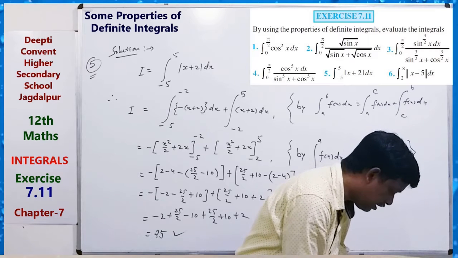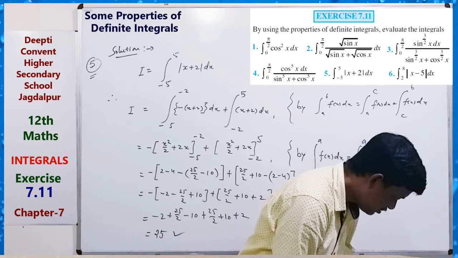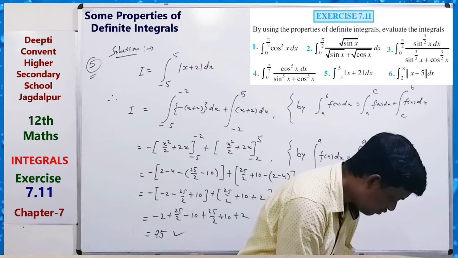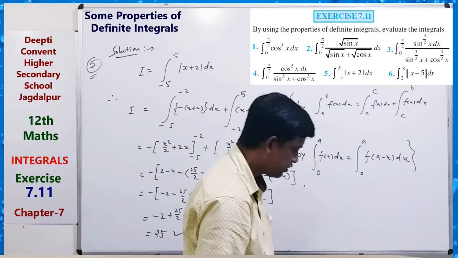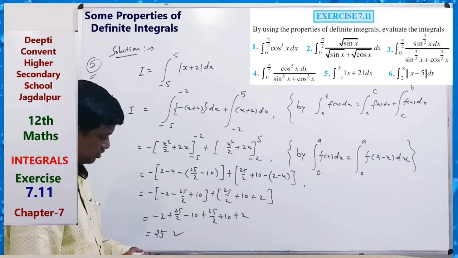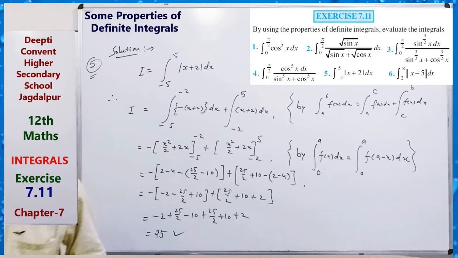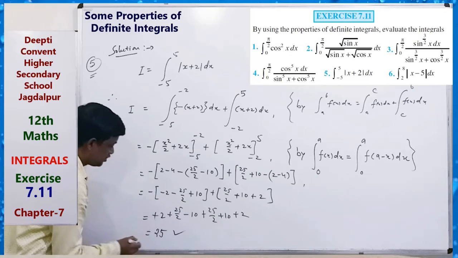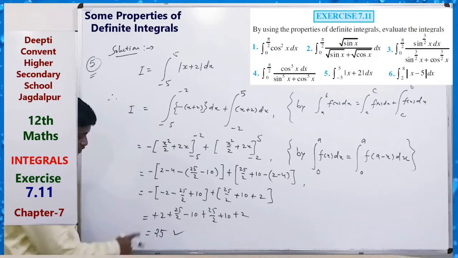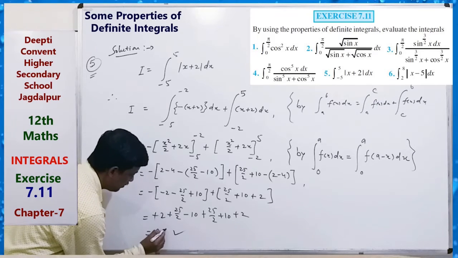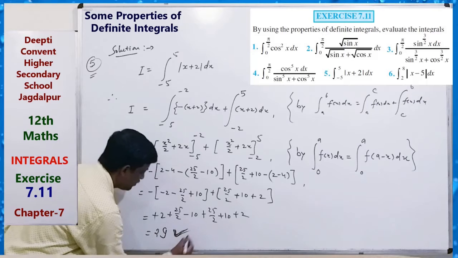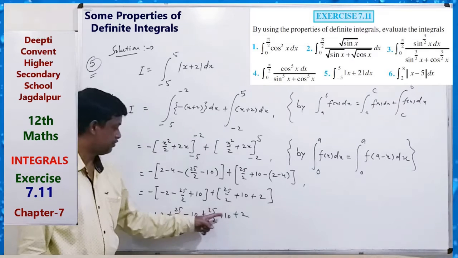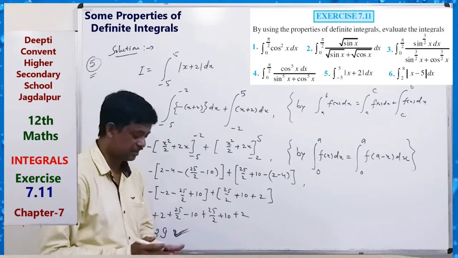The question 5. Question 5, answer 29. Here my plus 2 minus plus 2. So 29 is the answer. 29 is the answer. Okay, so 25 plus 4, 29. 29 is the answer.